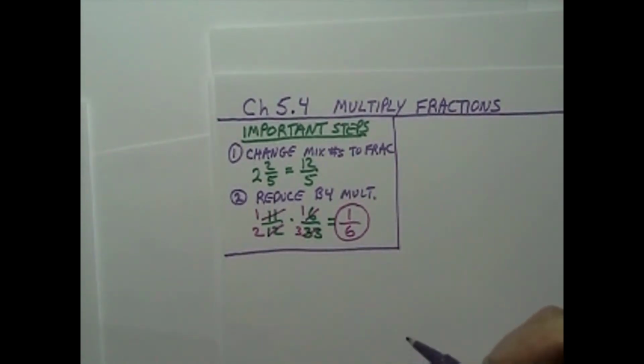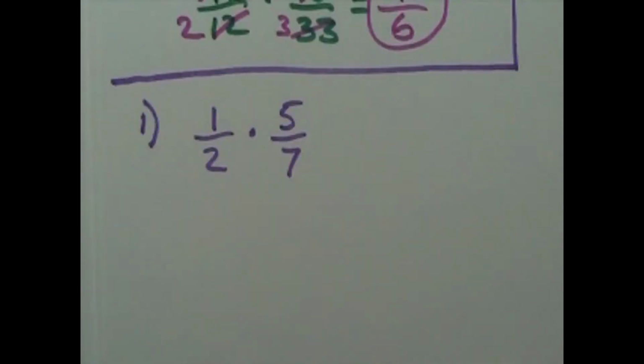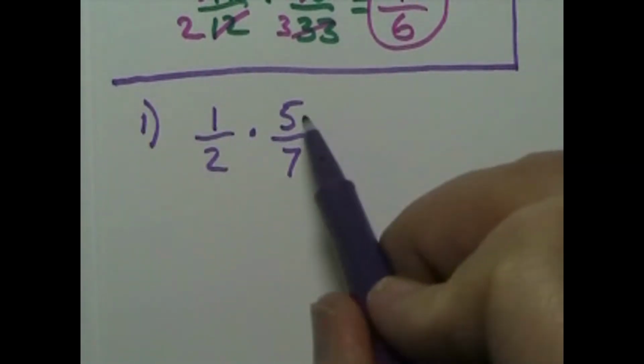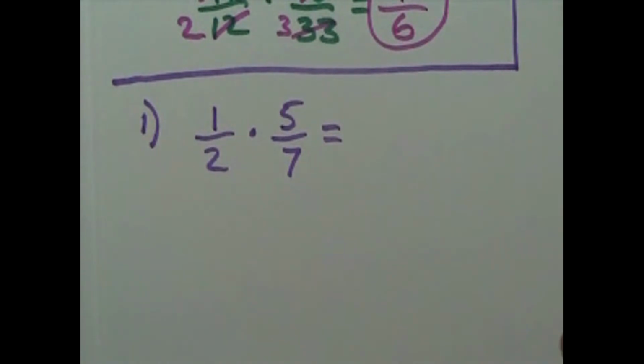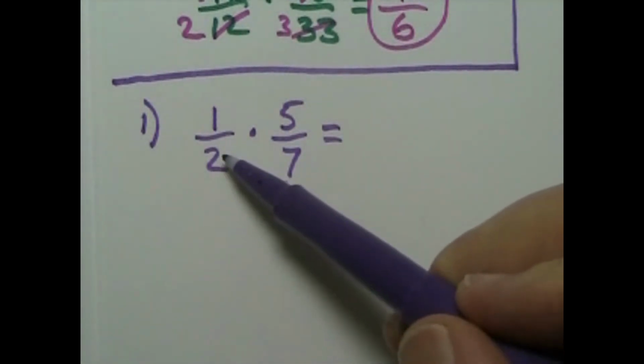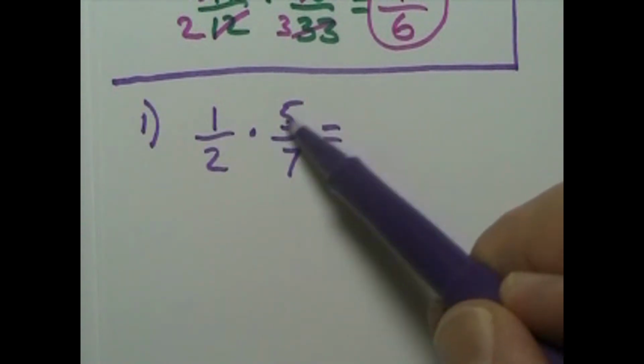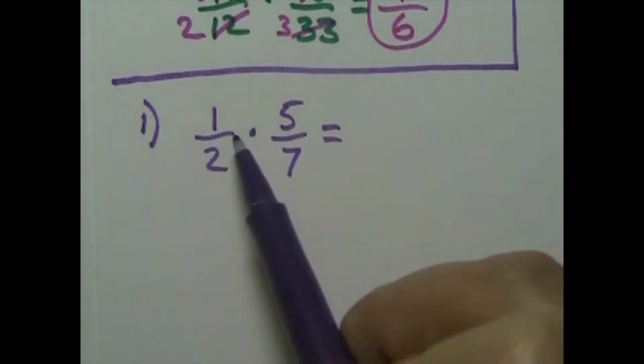Okay, we'll do 9 examples. So we have number 1, 1/2 times 5 over 7. They're already fractions. There's nothing to reduce. I can't do a 2 and a 5, or a 7 and a 1 or anything. So I just multiply straight across.